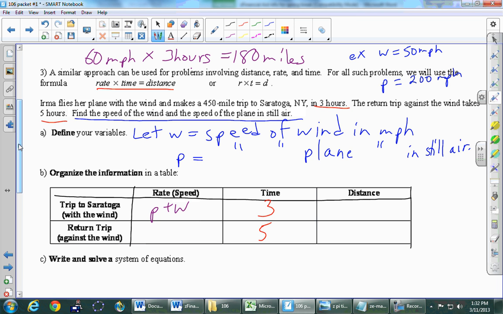And what do we do with these numbers when the wind is hurting her? We subtract them. W minus P or P minus W? Only one of them is right. It's P minus W. If it helps, which one did you subtract when you had 250? You did 200 minus 50. You did P minus W. So that's what goes right there.